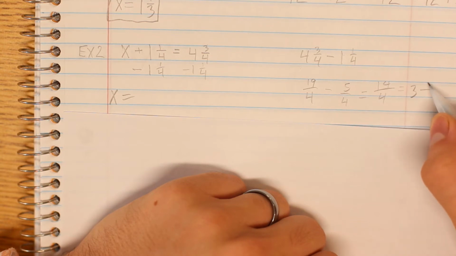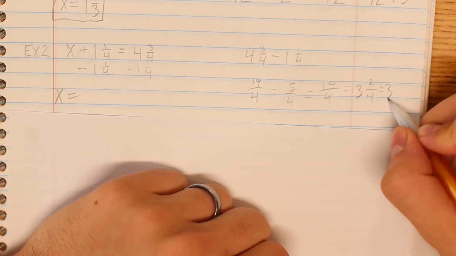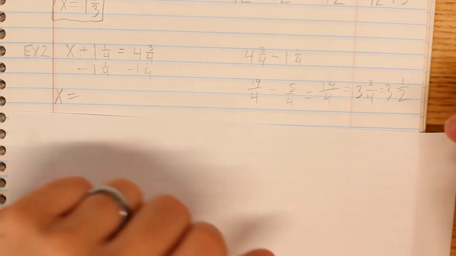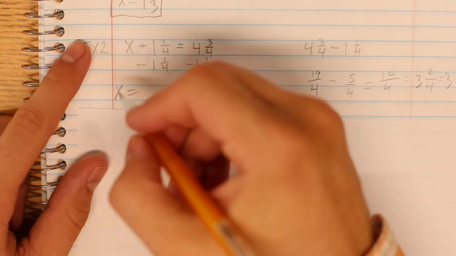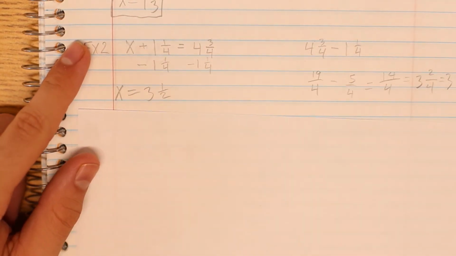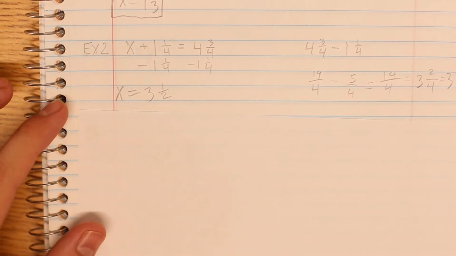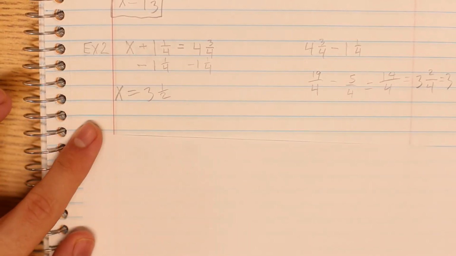3 2/4, which reduces to 3 1/2. And you can write this over here where you get 3 1/2. Okay? All right, there you go. That's what you get right there.